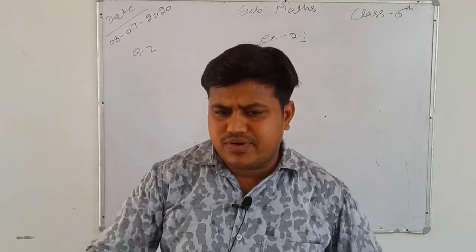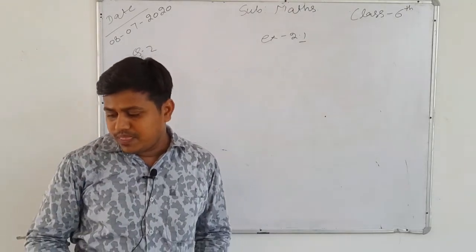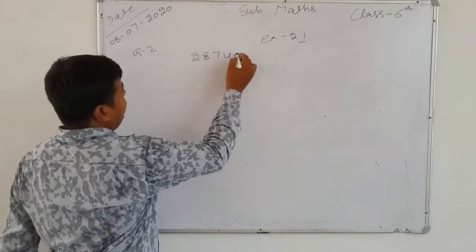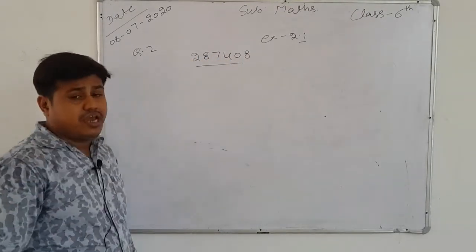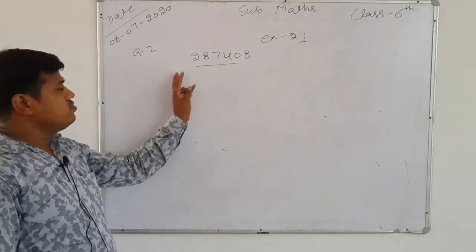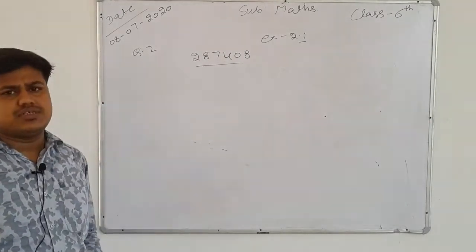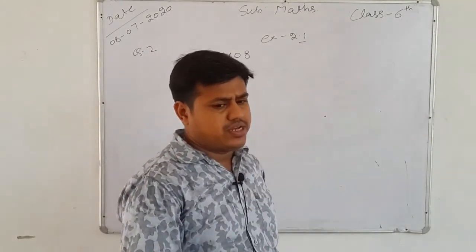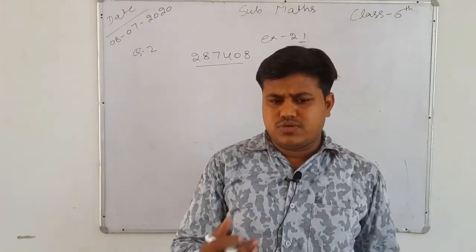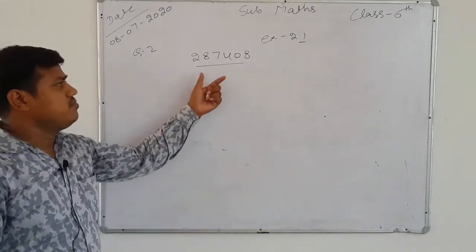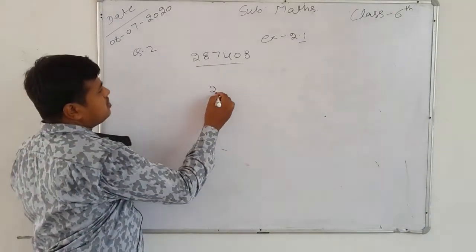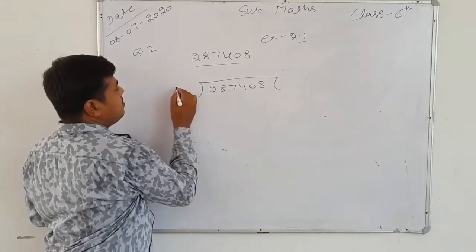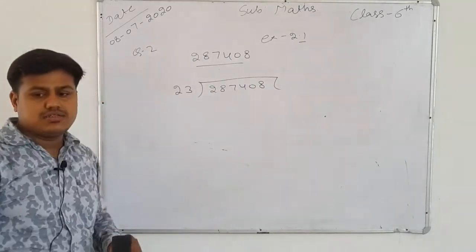The second question is: find if 23 is a factor of 287408. We have to check whether 23 is a factor of this number or not. If we have to check whether a number is a factor of another number, we have to divide this number by 23.